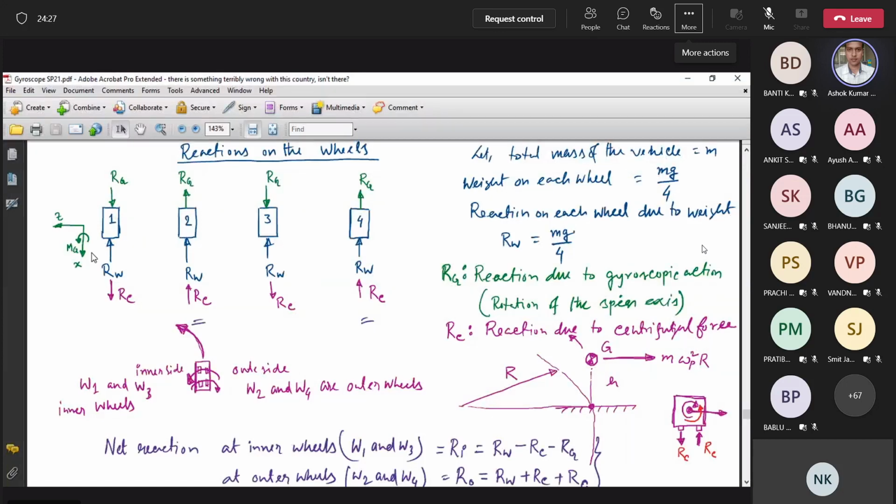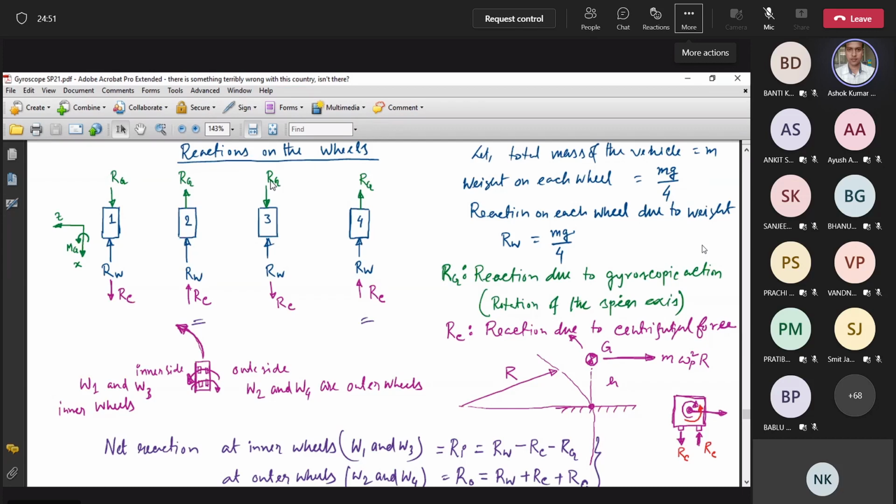Okay, for RW we know exactly what it is. We can find out this RC later. But right now we have just shown what is the direction of these reactions. Now, in each wheel, you see, when it is taking a left turn, you see this configuration and this configuration.